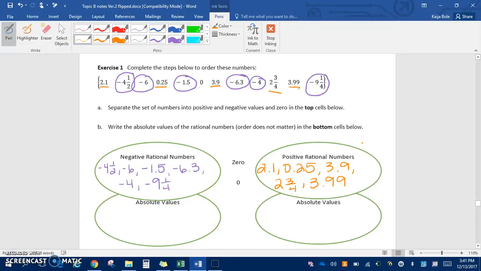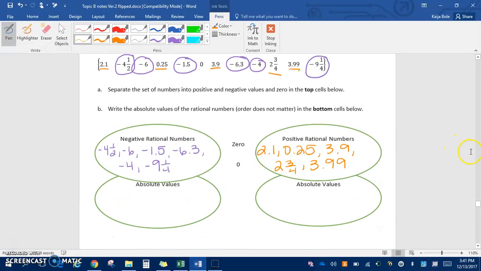Okay, so now that I have them separated into positives and negatives, now I'm going to take all of their absolute values. So over here in the negative rational numbers, remember when we take the absolute value, that just means that all of these negative numbers are going to become positive. So a positive 4.5, positive 6, positive 1.5, positive 6.3, positive 4, and positive 9 and 1/4.